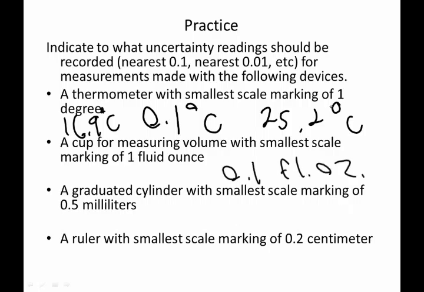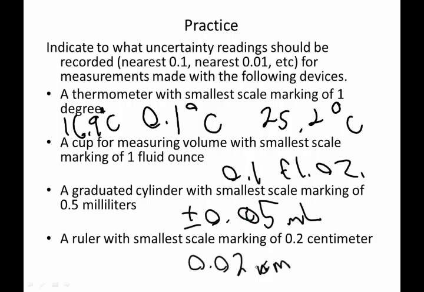A graduated cylinder, these last two are tricky, and we're not going to see them very often, but I'm just putting them here to kind of bring the point home, which is a graduated cylinder with small scale markings of 0.5 milliliters is going to be estimated to the nearest 0.05 milliliters, right? 1/10 of whatever the markings are. And here, 0.02 centimeters, because it's 1/10 of whatever the markings are. If the markings are every 2 centimeters, and you're estimating the nearest 0.02. We're not going to do this in practice in the class. I just want you to understand where this is coming from. I'm not going to give you glassware in the lab where you have to do this.